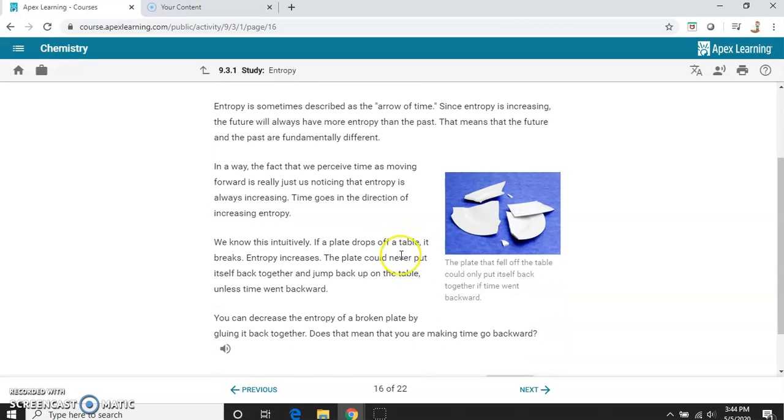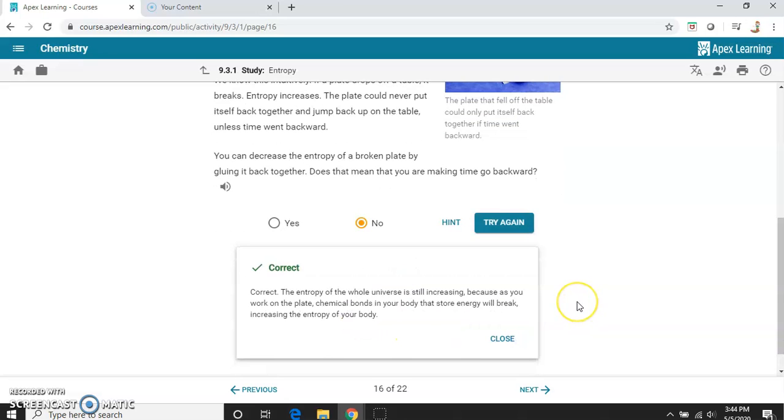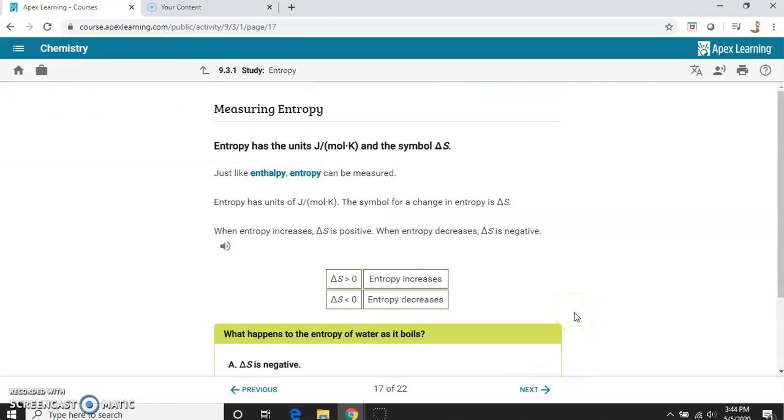Now, if a plate drops off a table, it breaks. The entropy is chaotic, random, it increases. However, the plate can never put itself back together and jump backward onto the table, unless time went backward, unless you rewound the tape. But we can glue it back together. Does that mean you're making time go backward? Well, no, it's not going to be the same, not everything back the way it was. And the whole universe is still increasing. The chemical bonds in your body are breaking, increasing the entropy as you're putting stuff together. So the whole thing needs to be considered.